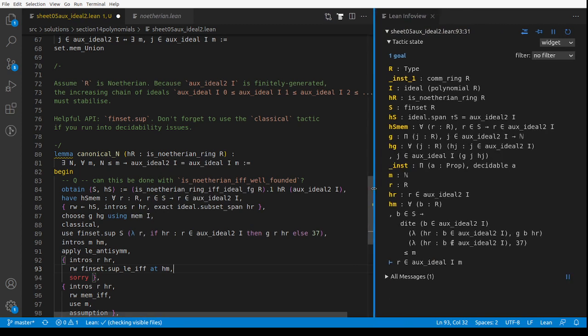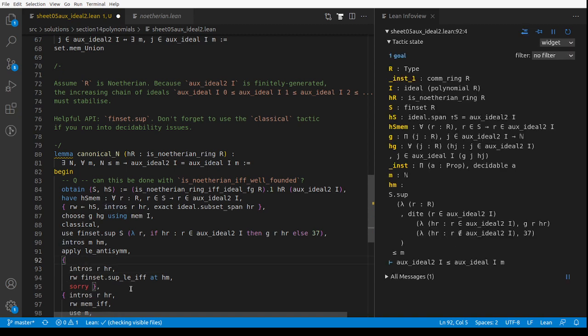Yeah, now hm says something useful. You see, we've got... oh, this is not great. Ideal.span, we need to know that it's in the span. I think we've... This is the span of something. We can rewrite HS. Before we start this, let's rewrite HS, because I'd rather just be talking about the generators.